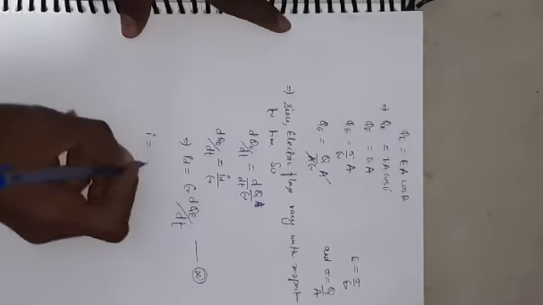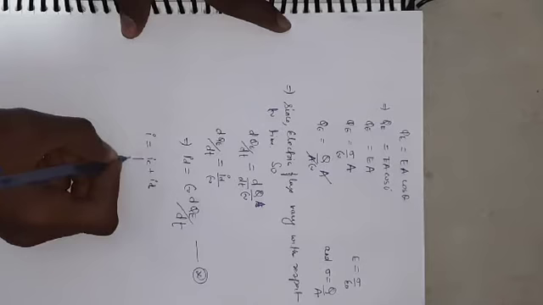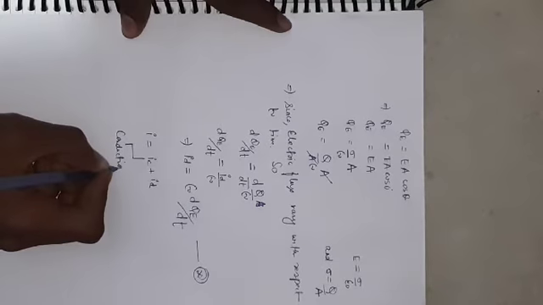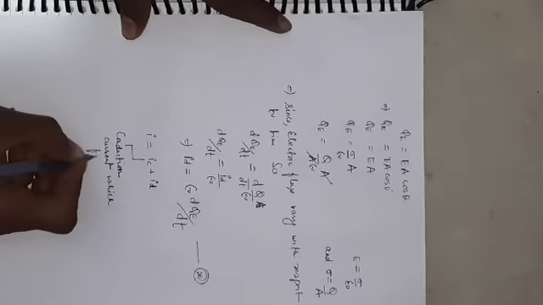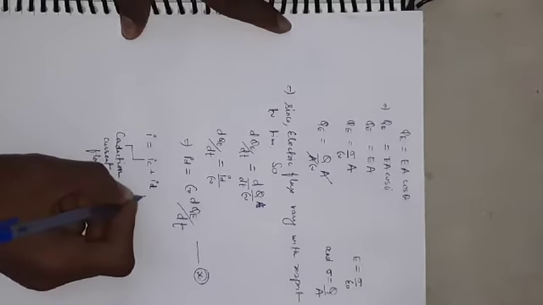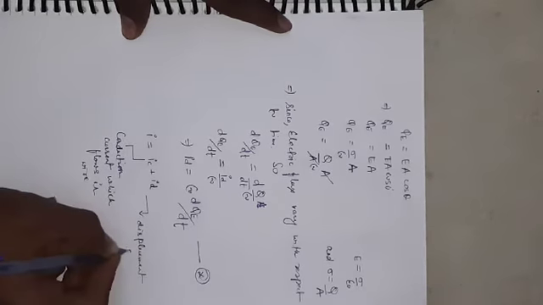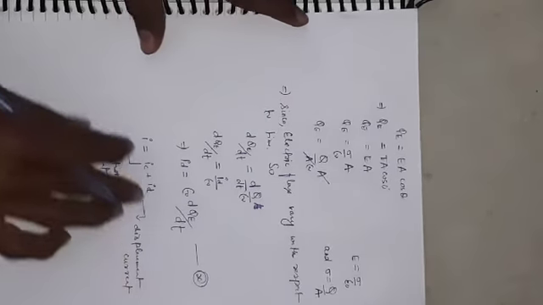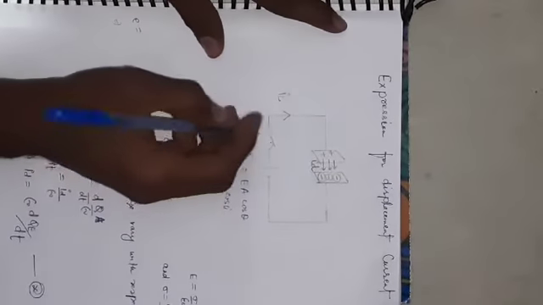Now I is equal to IC plus ID. This IC is conduction current only, which flows in the wire. And this ID is displacement current, which flows between the plates of the capacitor. It will get clear when we focus on the diagram.